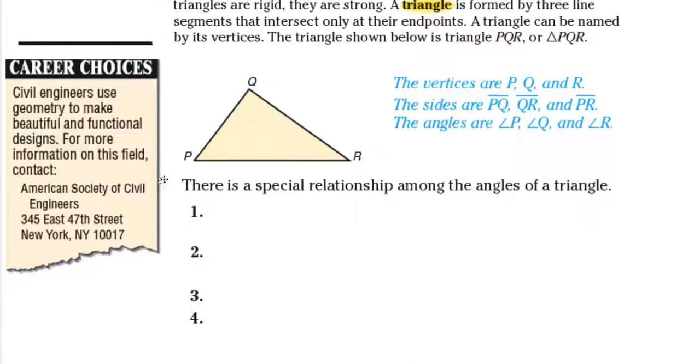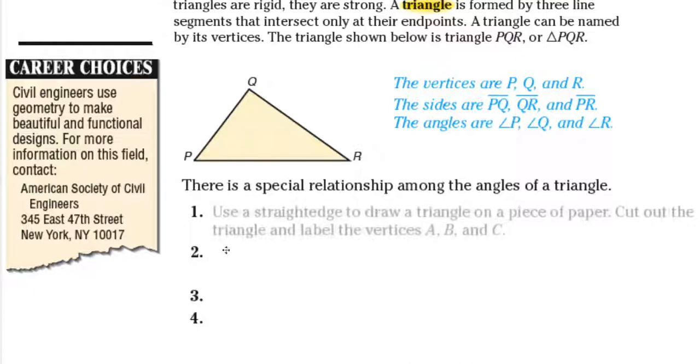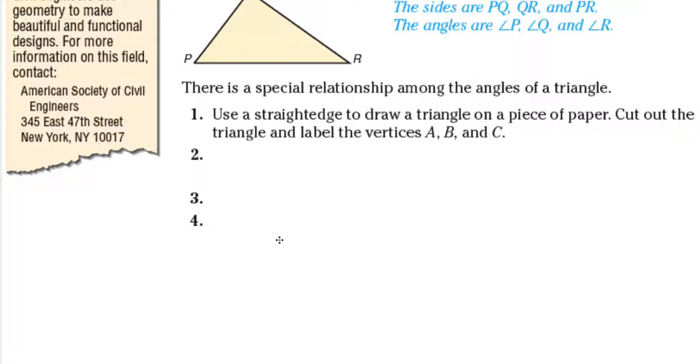First and foremost, use a straight edge to draw a triangle on a piece of paper. Cut out the triangle and label the vertices A, B, and C, so something like this. So on a piece of paper, use a straight edge to draw a triangle like this, and the vertices are A, B, and C. Then second step, find out the relationship.